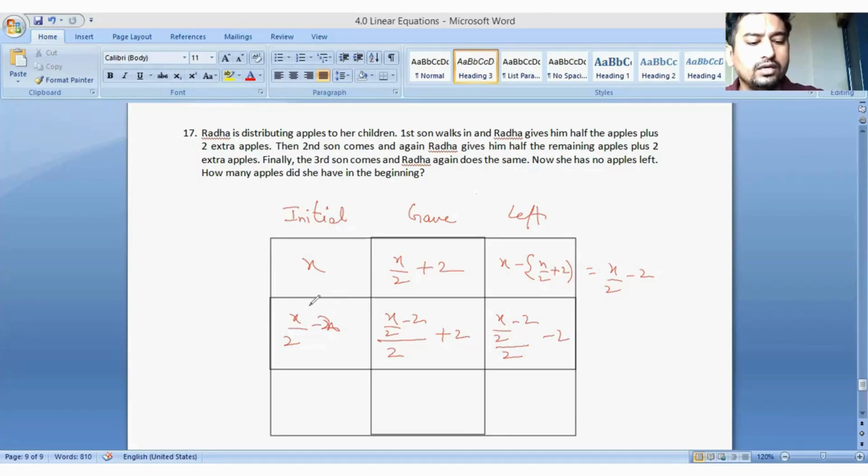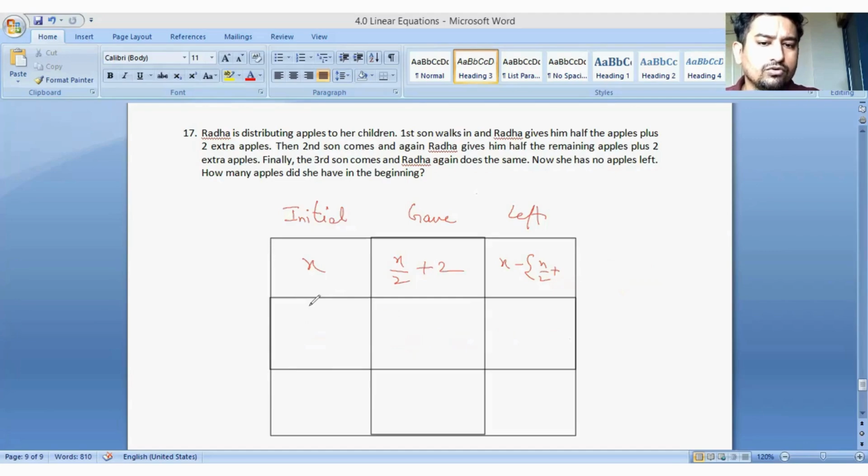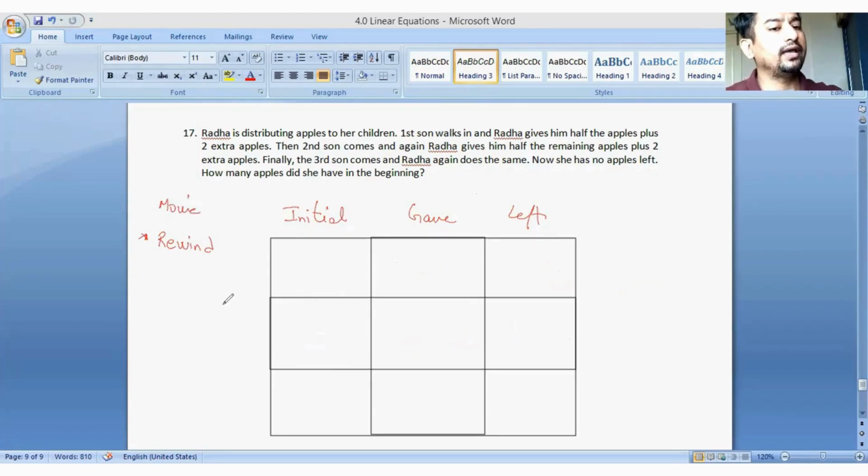What we would do is we will do it in a different manner, which is a bottom-up approach, like I said, right? Same grid we will have. If I have to give you a keyword here, it is movie rewind. Let's put it this way to keep it simple and interesting. I'm going to watch this as a movie and I will rewind it, right? It's a movie. Radha, an actress, is sitting, and then this person comes. Radha gave him half the apples and 2 more, then second, and third, and lastly, she doesn't have any apple. This entire movie we will watch in rewind.